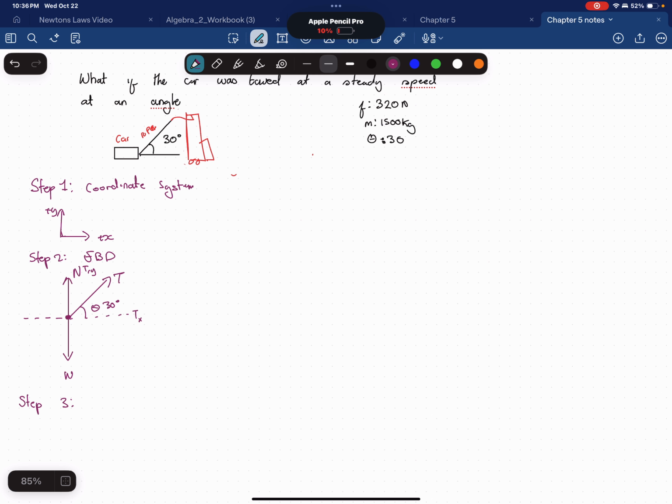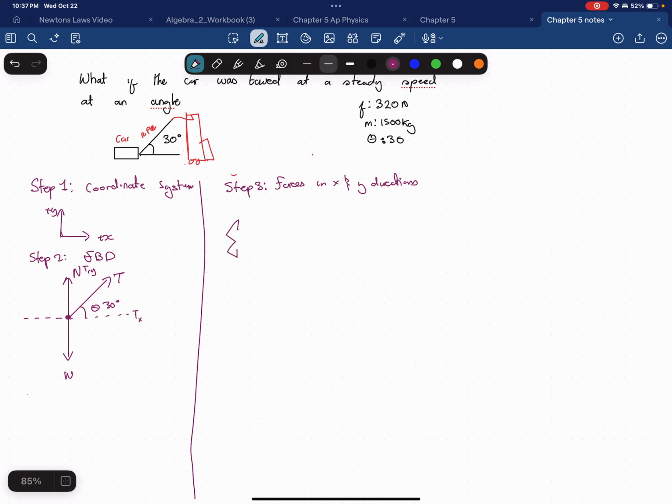Calculate the forces in the x direction, the y direction. Okay, so let me move this a little bit. Step 3: forces in x and y directions. All right. So in the x direction we have, and the y direction what do we have?